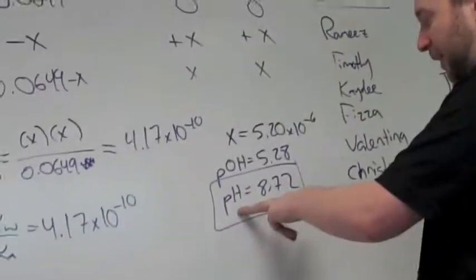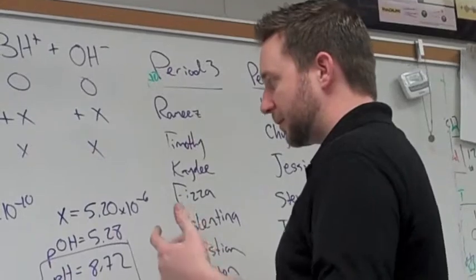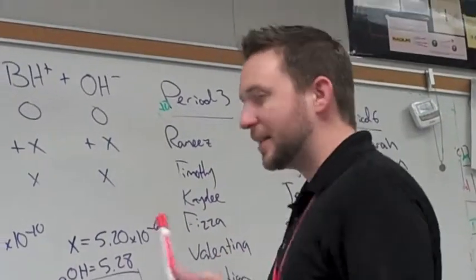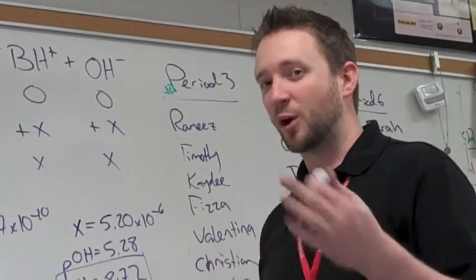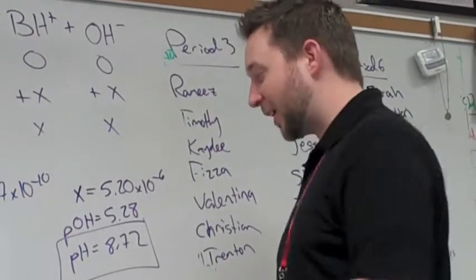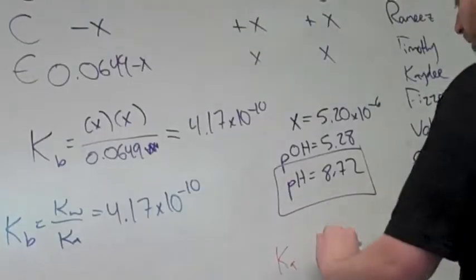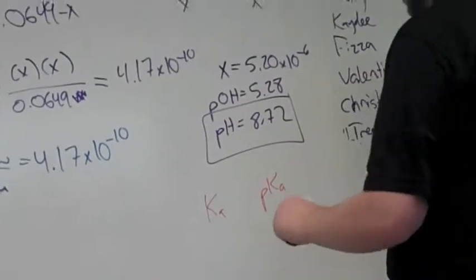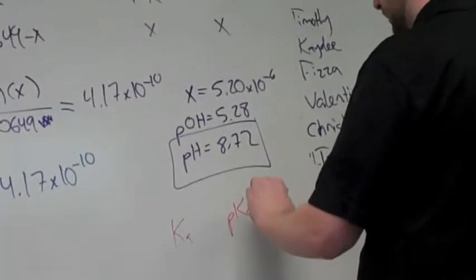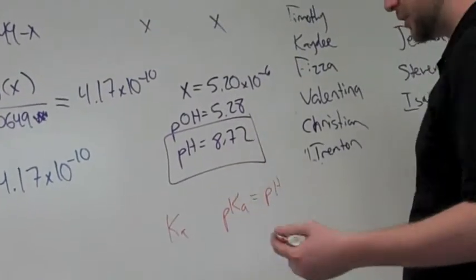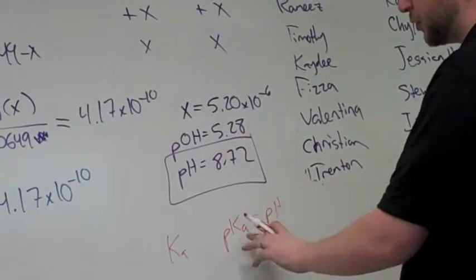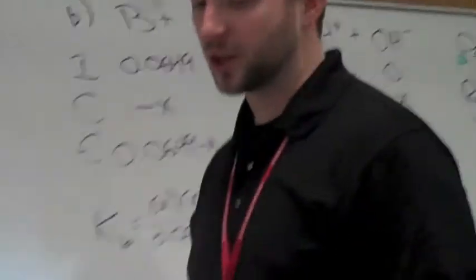So you want to find an indicator that's going to change color at a pH of 8.72. Well, something you guys should know: indicators are weak acids, almost predominantly. They all have a Ka value because they're weak acids. And so they're going to change color when the pKa of that acid is equal to the pH. So what you want to do is find an indicator whose pKa value is as near to 8.72 as possible.